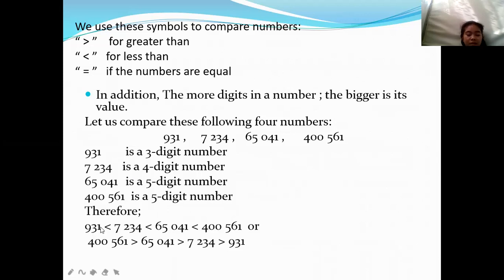So, mas gamay si 931 from the list. 931 is lesser than 7,234. Then 7,234 is less than 65,041. And 65,041 is less than 400,561. Or you can start from the greatest: 400,561 is greater than 65,041, then it is greater than 7,234, then 7,234 is greater than 931. Okay.